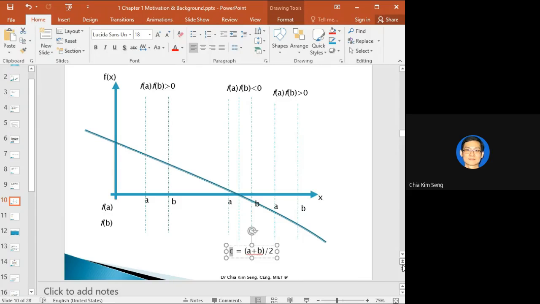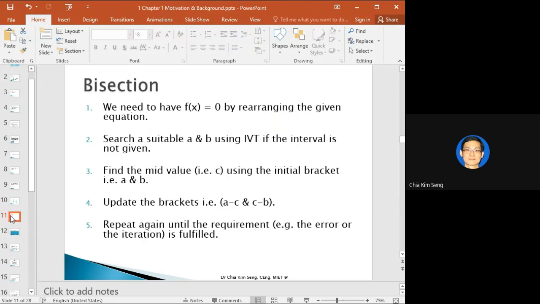Then you repeat this step: cut half and figure out where is the root, and then cut half again, where is the root. At the end, you will find the root. Am I correct? It's quite straightforward, quite intuitive. That is how we search for something.